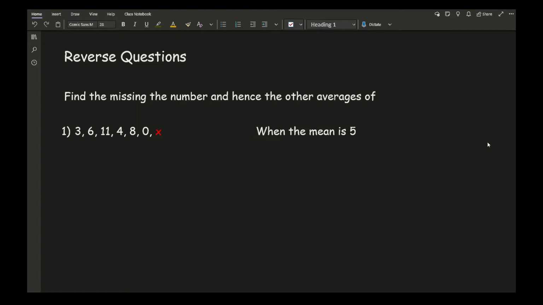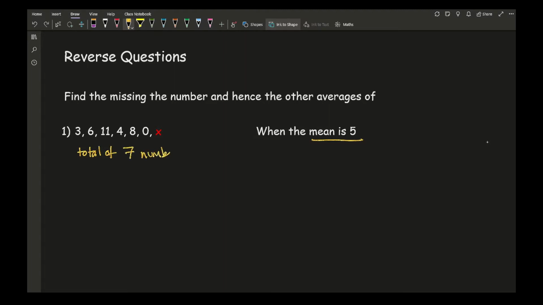So the first one says that here we've got a list of 7 numbers, and it says that the mean is 5, and we need to work out what that missing number is. Now, when dealing with these types of questions, the first thing you want to establish is, okay, what information have I been given? So here I've been given that the mean is 5, and I've got a total of 7 numbers. Now, even though I can only see 6 numbers, x is still a number, just a number that I don't know, and that's what I need to find.